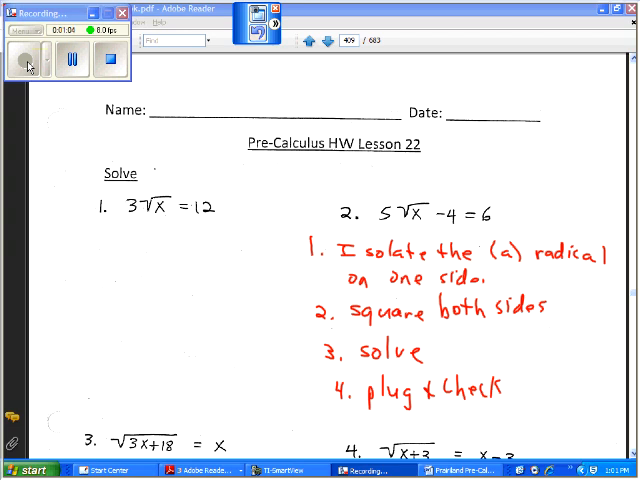So we're going to isolate the or a radical on one side. We're going to square both sides. We're going to solve, and then we're going to plug and check. It could be that when you do that, another radical is produced, and if that happens, you've got to start back over and isolate that radical and then square both sides, and it gets even nastier, as we'll see as we go. Okay? Everybody have that written down?